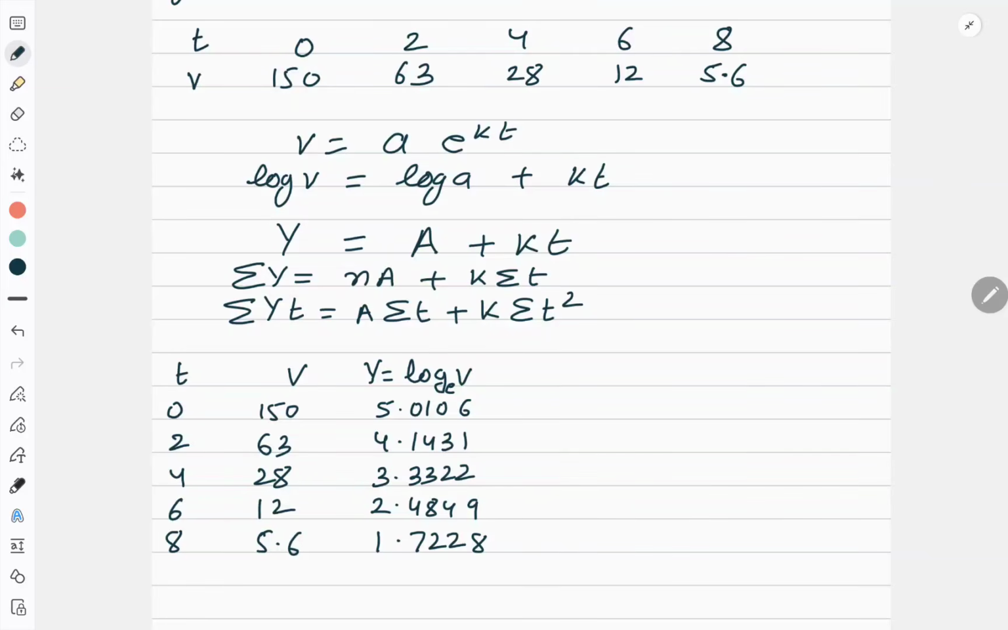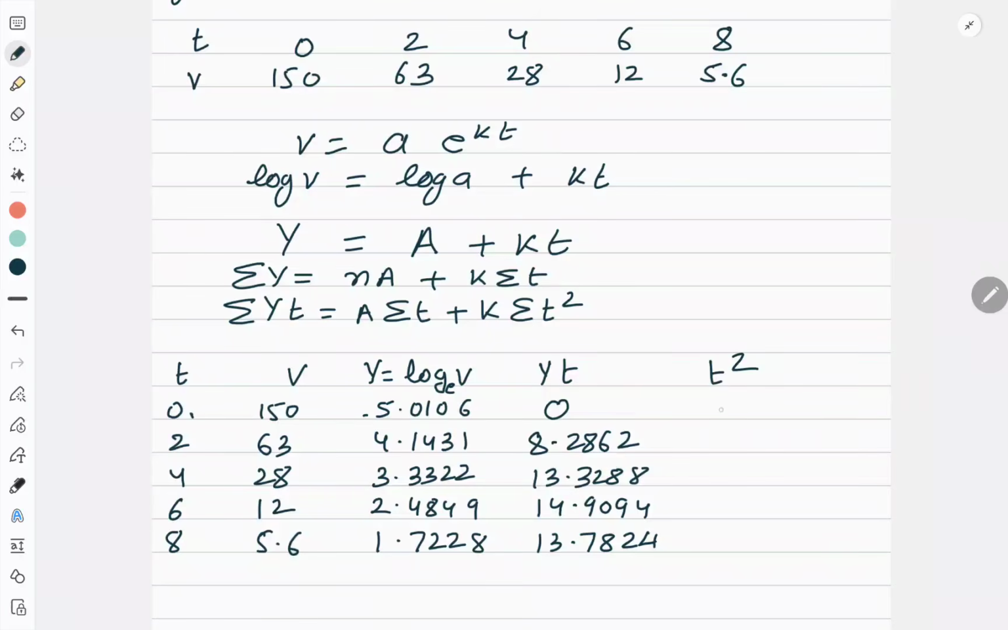Now as per the requirement of the normal equations, I need summation t, which I will get from here. Summation y I will get from here. I need yt also. So yt means multiply this and this. So 0, 8.2862, 13.3288, 14.9094, 13.7824. Then I need t square also. So t square is 0, 4, 16, 36 and 64.